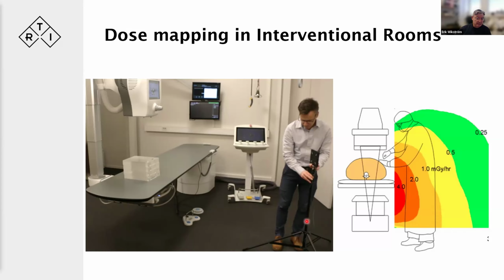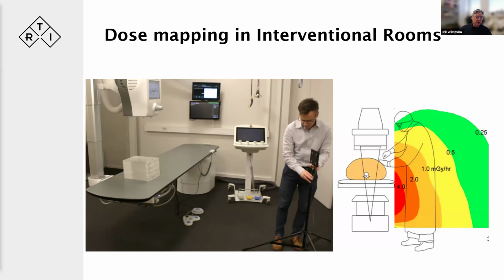So then the probe needs to be inside the room. And for those occasions, it's pretty good to have the possibility of placing it on a tripod, so you don't need to stand in the room and expose yourself to radiation. So those are the basics of leakage and scatter measurements.